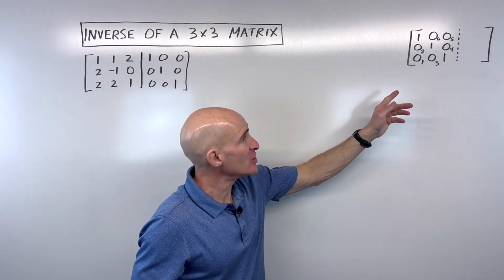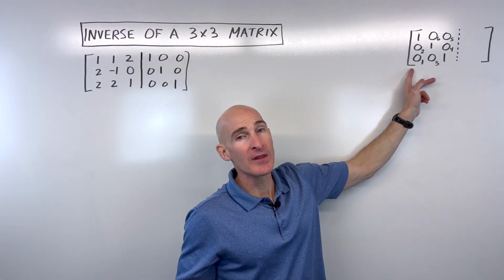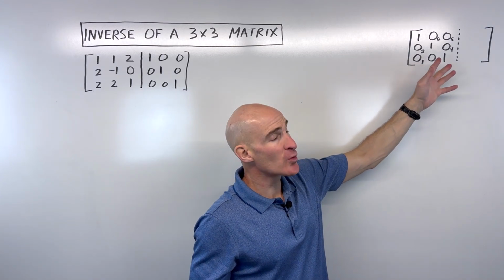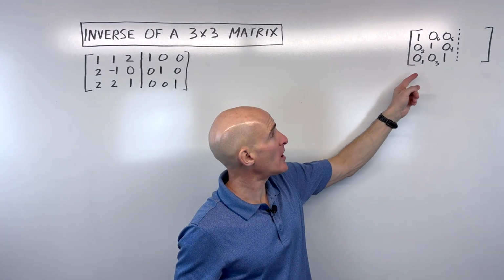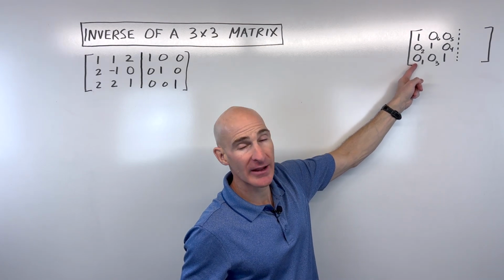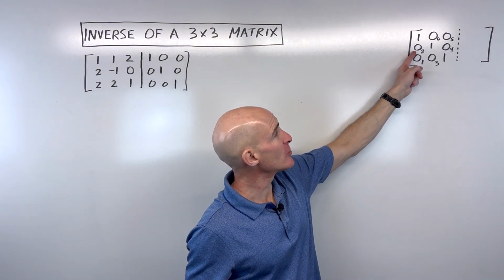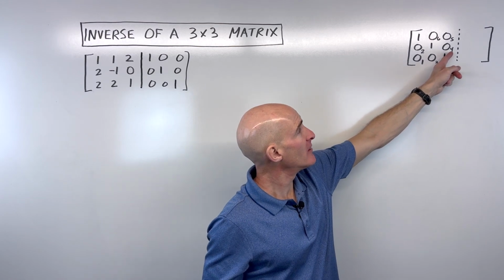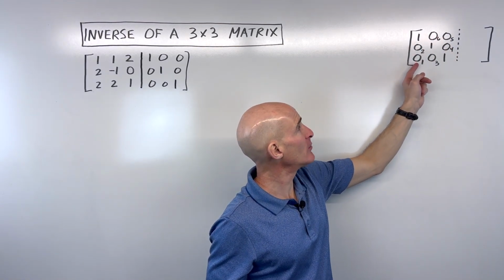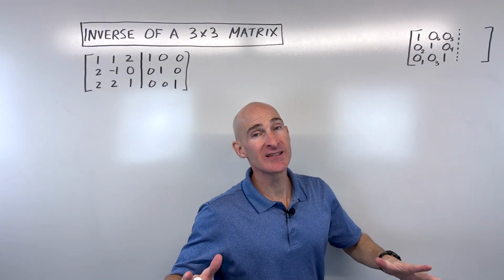Now, the strategy that you want to follow, and you might want to write this down, because sometimes students get confused: where do I start and where do I go next? So you want to try to get zero here in the lower left-hand corner first, then zero here, then here, then here, then here, then here. So I kind of label them 1, 2, 3, 4, 5, 6. It's kind of like a cheat code.